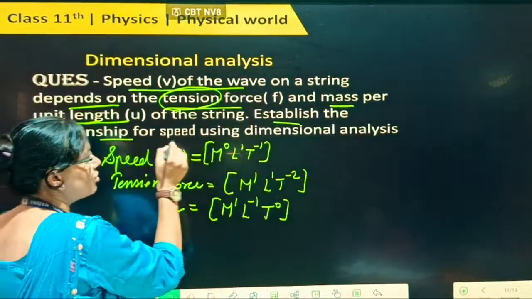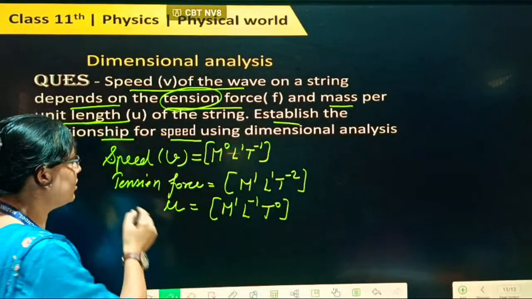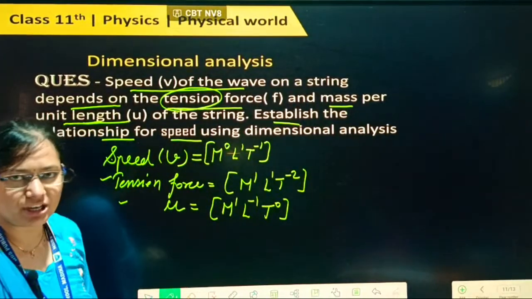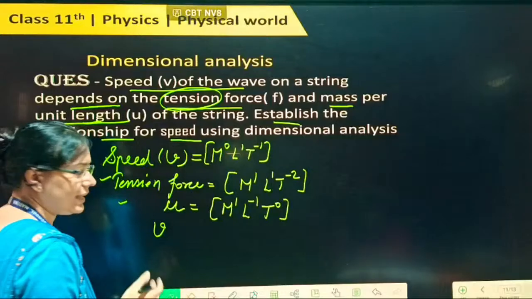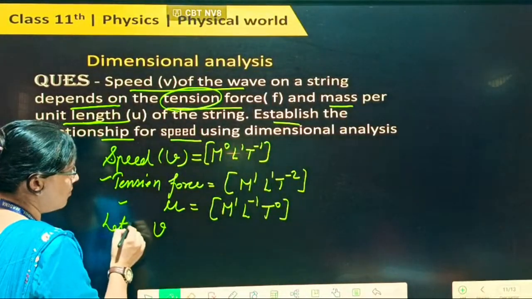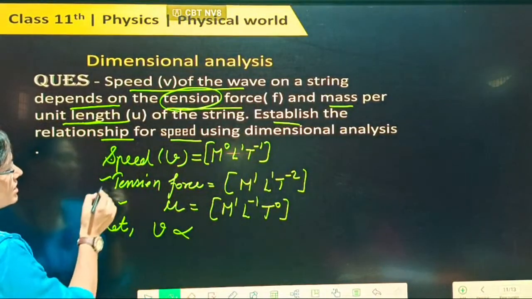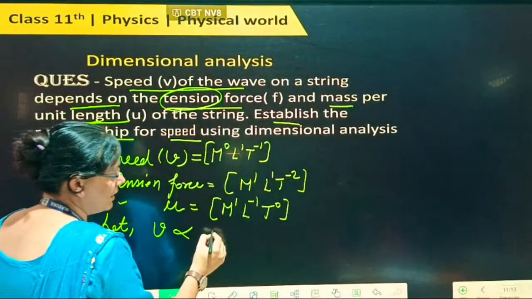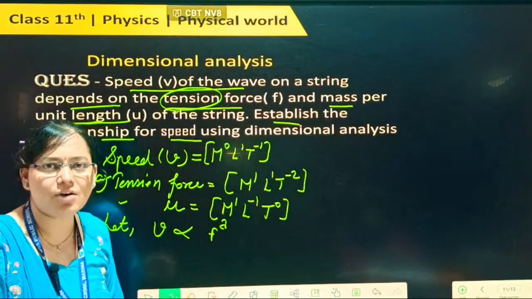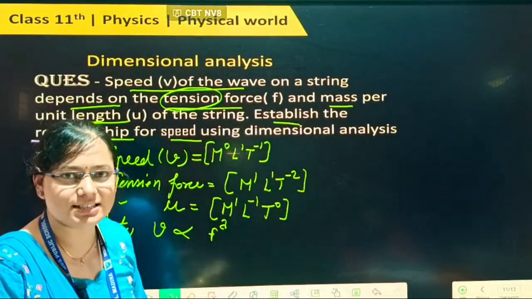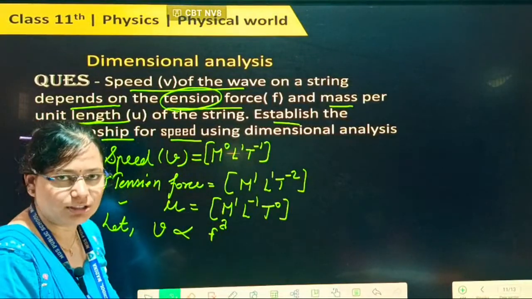Establish the relationship for the speed using dimensional analysis. We have to find the relation of the speed with the given quantities, the tension and the mass per unit length. First, let the speed be directly proportional to the tension F raised to power a. We don't know how it depends on F, whether directly, inversely, square or cube, so we take a.